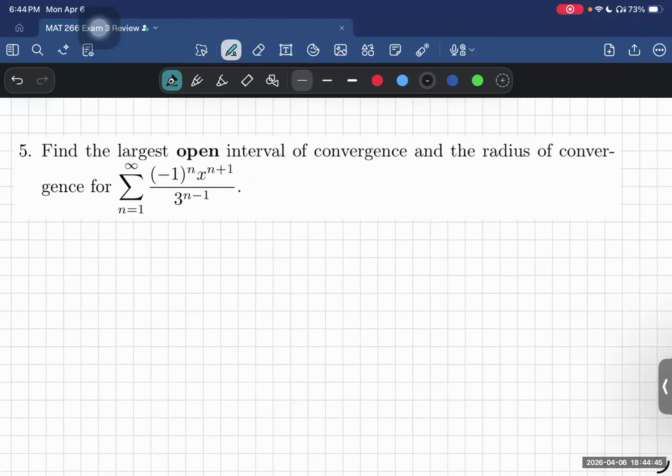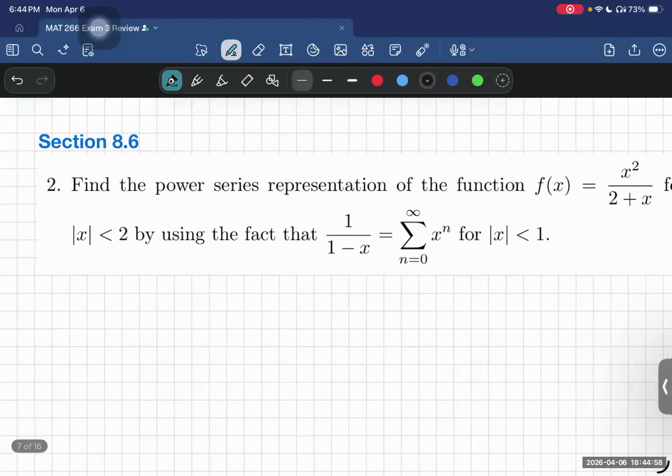Okay. Again, this is a similar question. I believe you all can do it. Just looking at the previous one, it's the exact same steps that we follow and the exact same way we find the open interval and the radius of convergence. So we'll just move on to the next one for now.